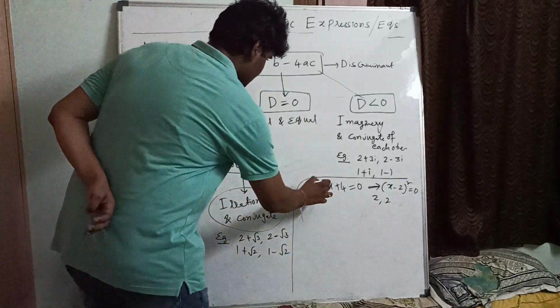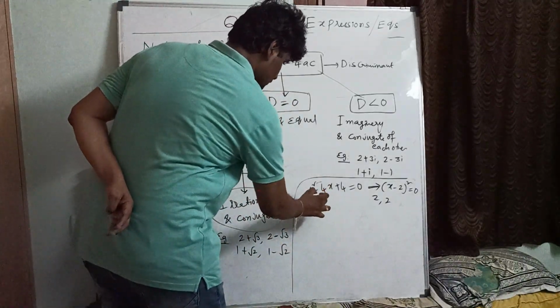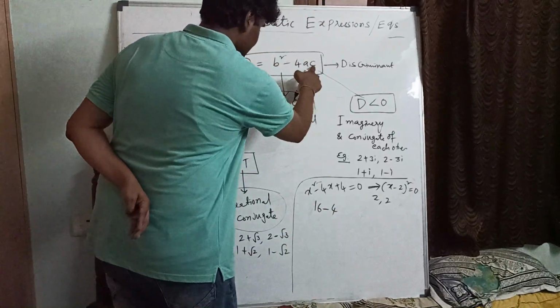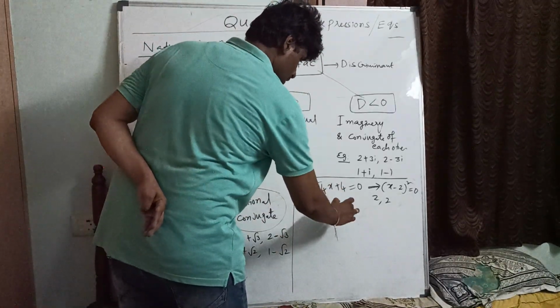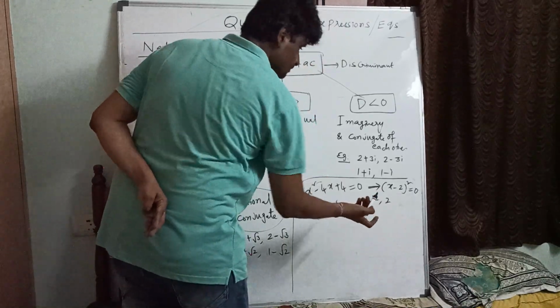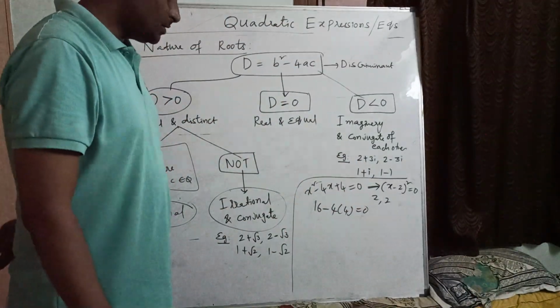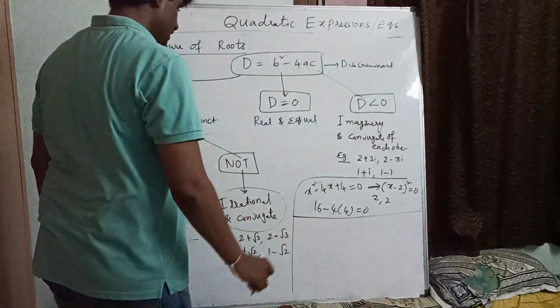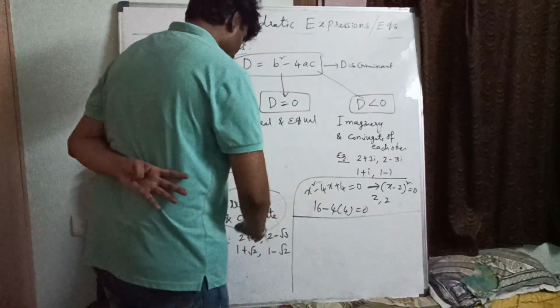Yes. See, b square minus 4ac: b square is 16, minus 4ac. What is a? 1, c is 4. Correct. Okay, so this is an example for this. Clear? So now similarly, let me take an example for this.